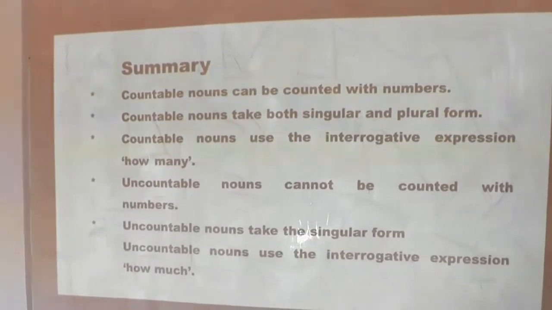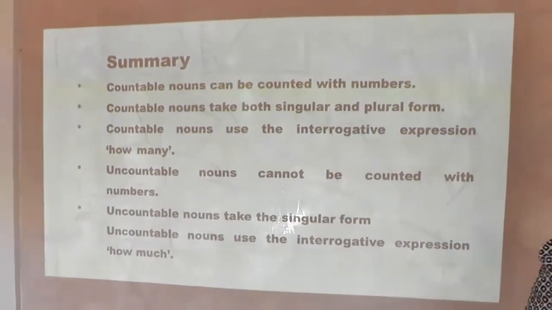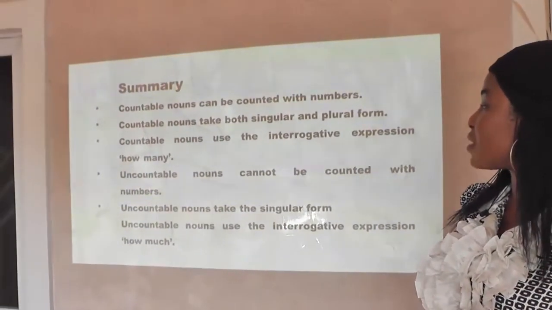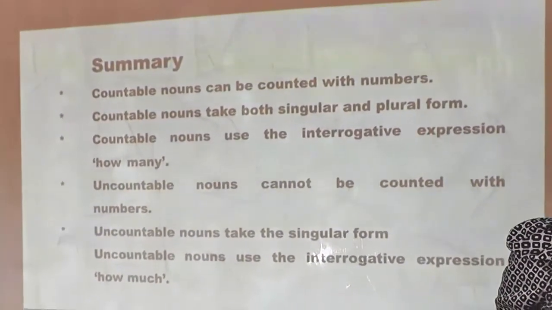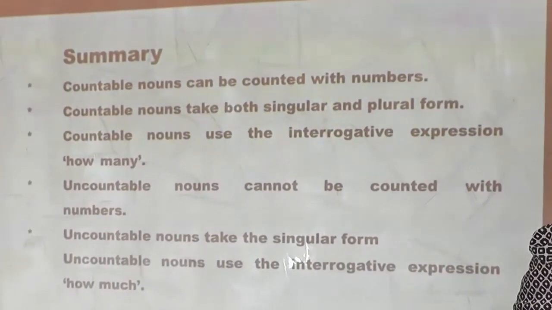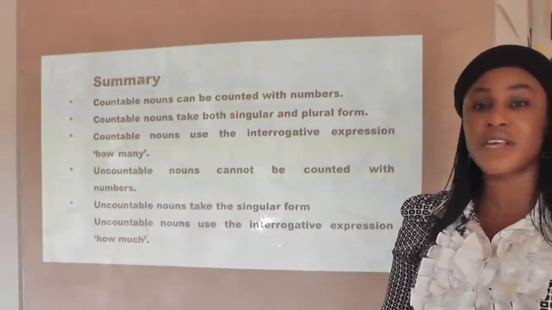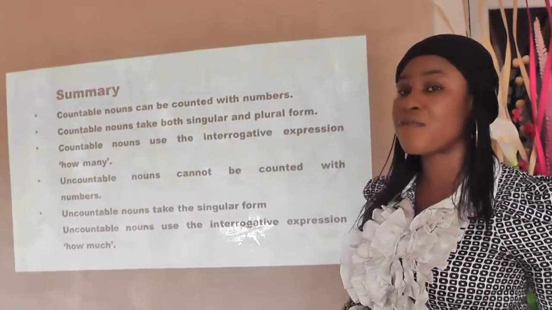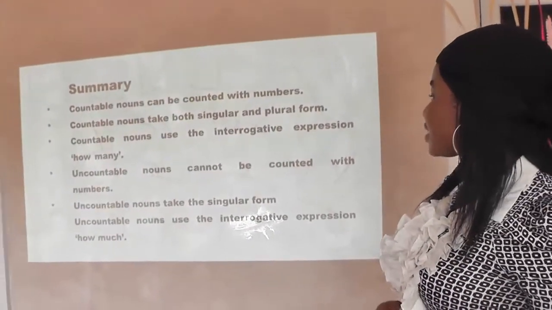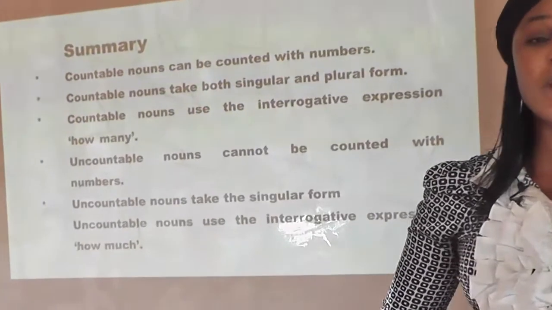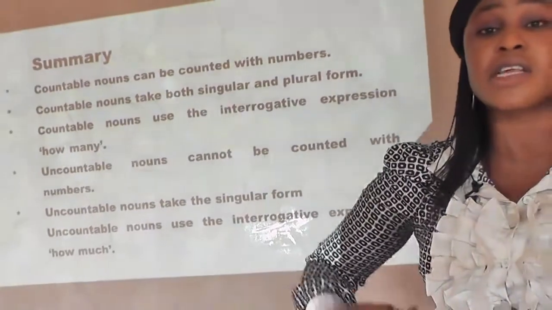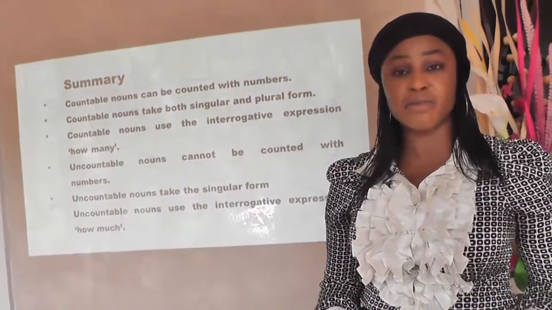Then we have 3 boys are in the room. 3 boys are in the plural form. Therefore, countable nouns take both singular form and plural form. 1 orange, 3 oranges. 1 car, 3 cars. All these take what? Singular and plural form, and they are countable nouns. Countable nouns use the interrogative expression how many. You know, when you are asked this question, how many, then you are expected to give what? Number. That is countable noun.